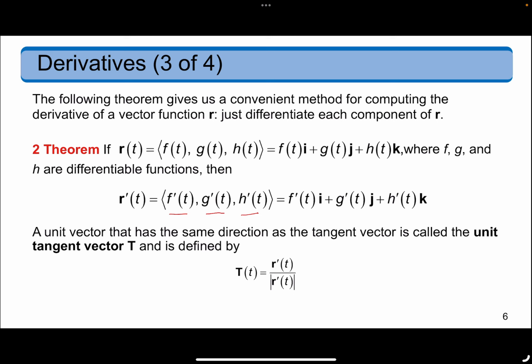A unit vector that has the same direction as the tangent vector is called the unit tangent vector T and is defined as follows. The tangent T is equal to the derivative r prime of t, and we divide it by its magnitude, the magnitude of r prime of t.